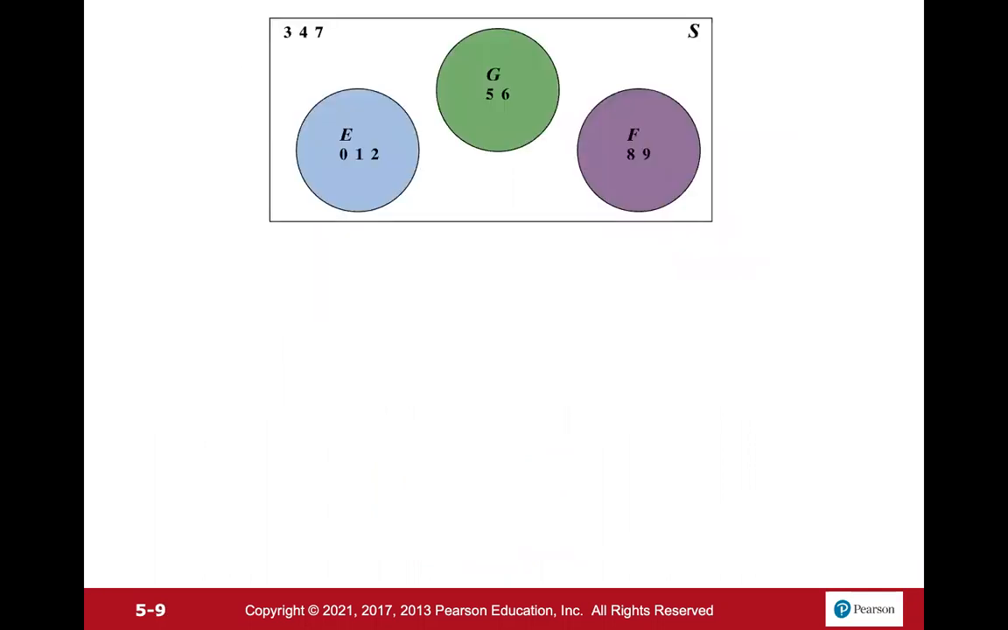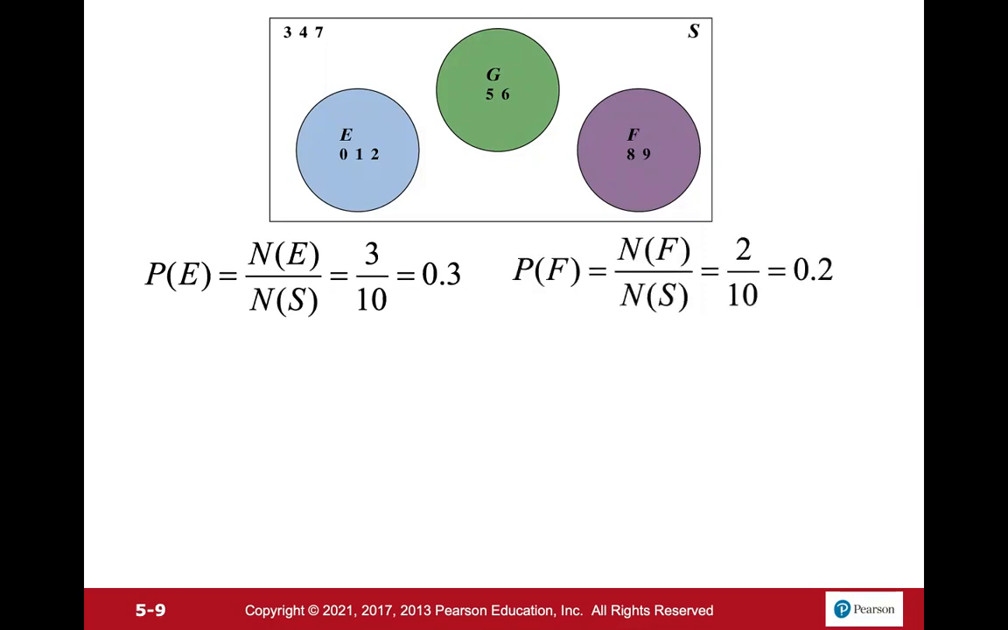Let's look at this over here. Introducing a number greater than or equal to 5 and less than or equal to 6 would give us this value right here. So looking at those, the probability of E is 3 out of 10, the probability of F is 2 out of 10, and this new probability of G is 2 out of 10.